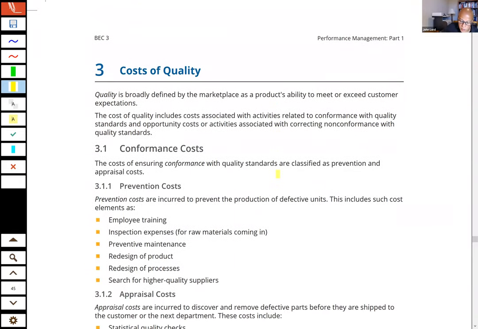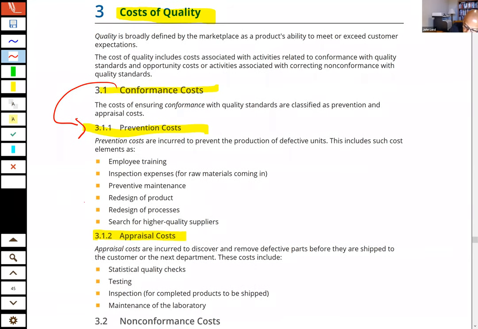All right, good. Cost of quality. Okay, when we look at our cost of quality, we're going to have two: conformance cost and our non-conformance cost. Okay, so conformance costs fall into two categories: prevention and appraisal. Okay, so just go ahead and flashcard that at a high level. Our conformance costs are prevention and appraisal, and flashcard that.